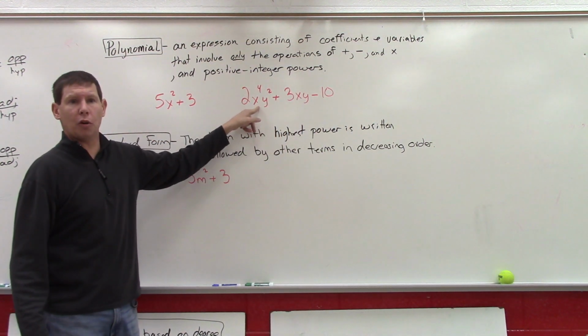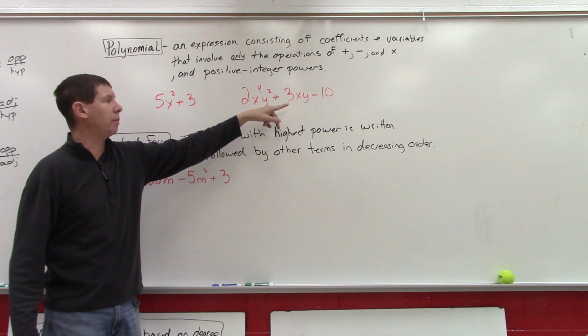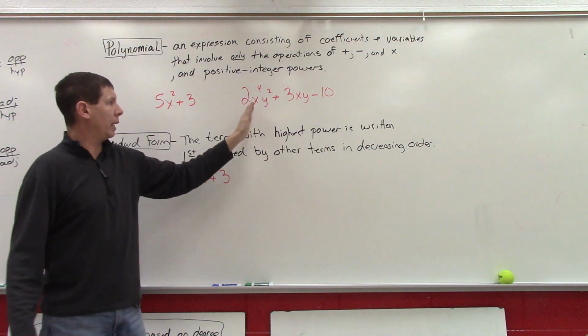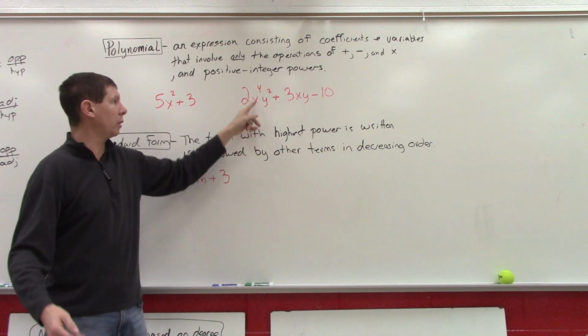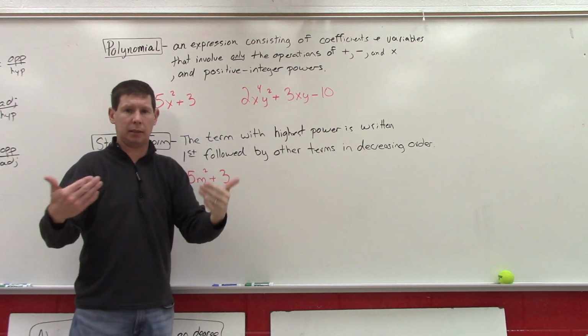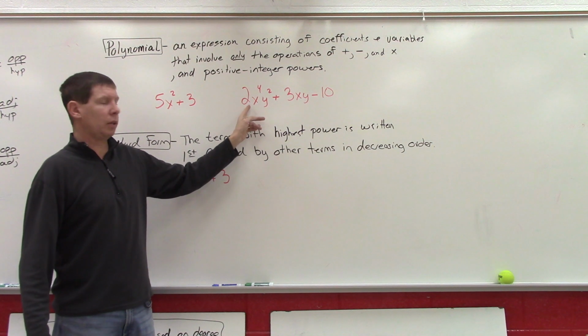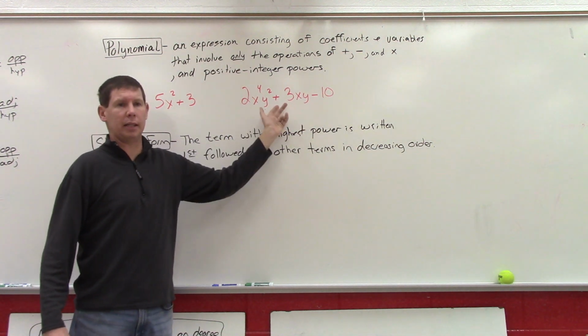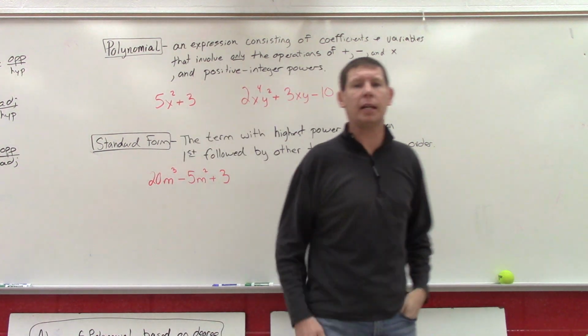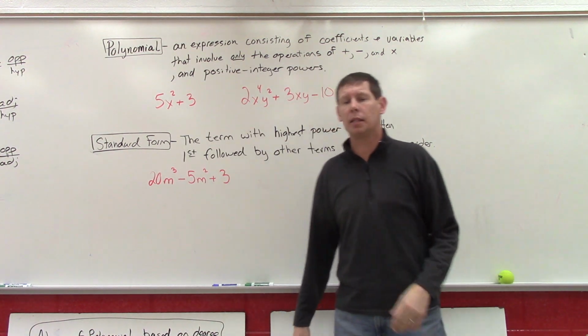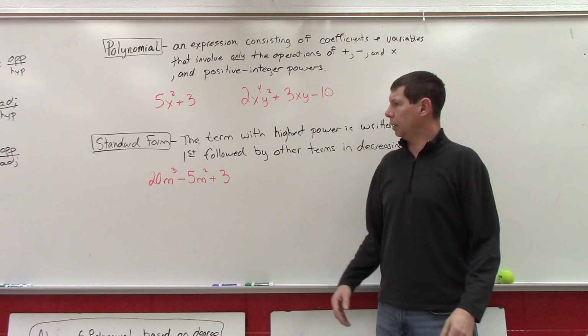2x to the fourth y squared plus 3xy minus 10. Sure, it's okay to have multiple variables. It still represents a polynomial. Notice our exponents are positive. Our only operations are multiplication and addition and subtraction. And this would be three terms because, again, every addition or subtraction sign separates the terms in a polynomial.